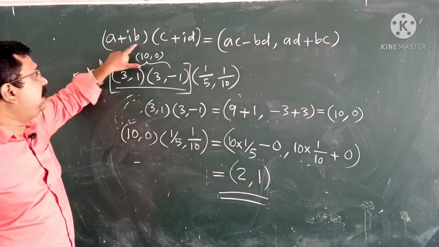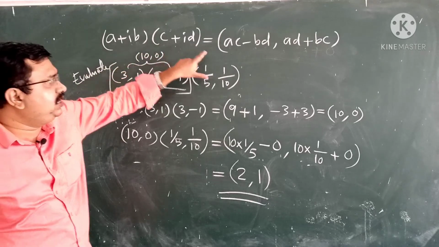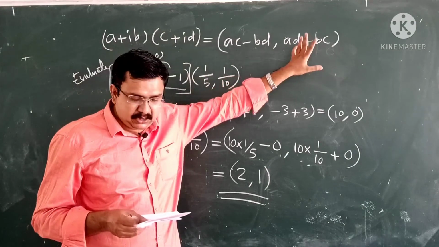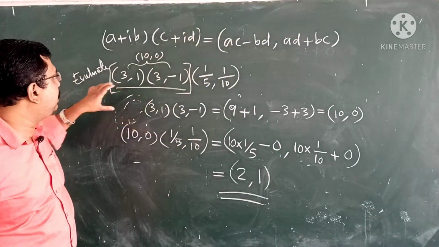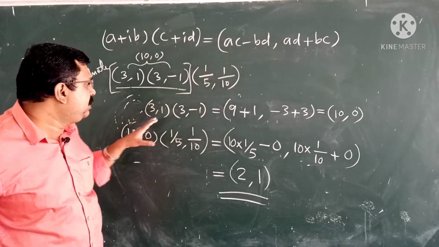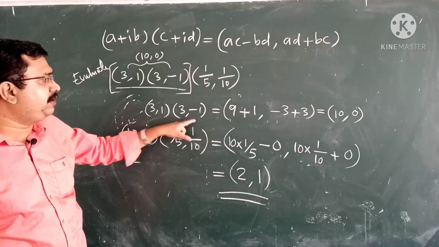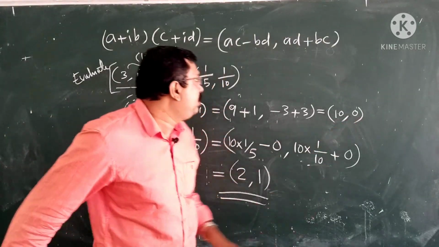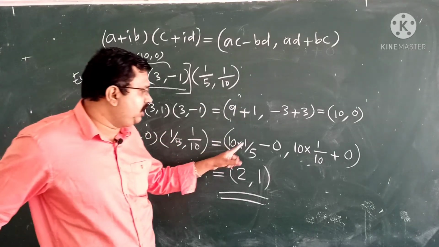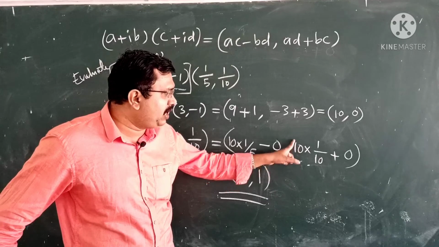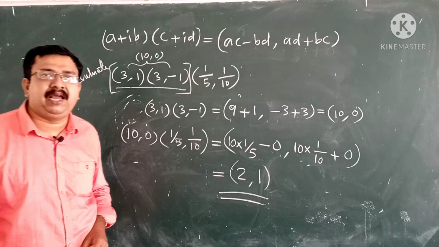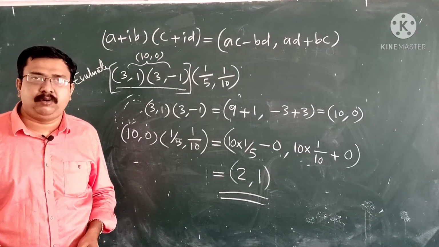Therefore, our final answer is (2, 1). Remember that (a plus ib) into (c plus id) is equal to (ac minus bd) plus (ad plus bc). Using this equation, we evaluated (3, 1) (3, minus 1) into (1 by 5, 1 by 10). First, (3, 1) (3, minus 1) is equal to (10, 0). Then (10, 0) into (1 by 5, 1 by 10) is equal to (10 into 1 by 5 minus 0, comma, 10 into 1 by 10 plus 0), that is equal to (2, 1). That is our final answer. Please write it down in your notebook.